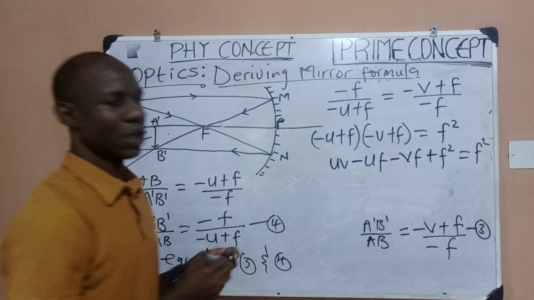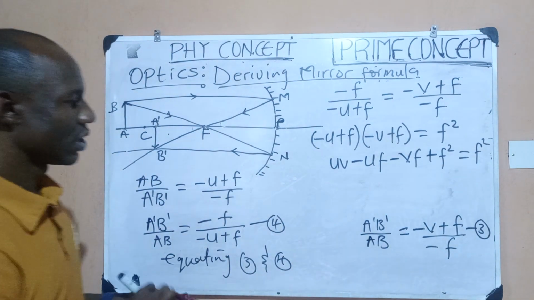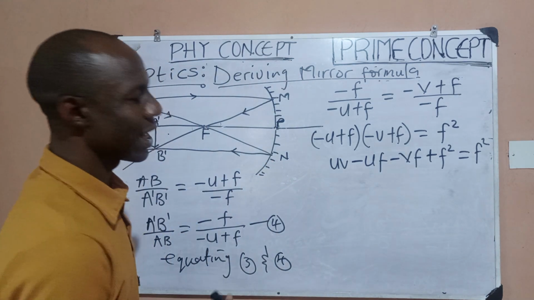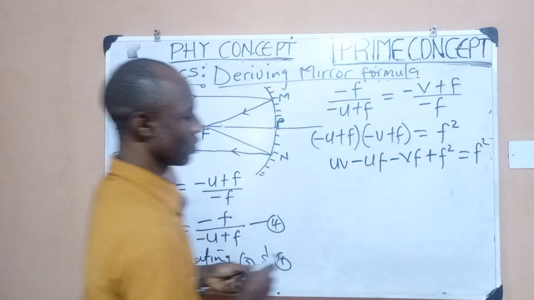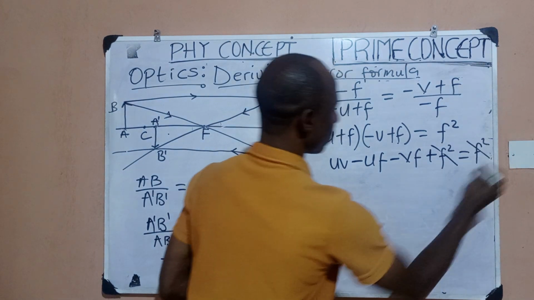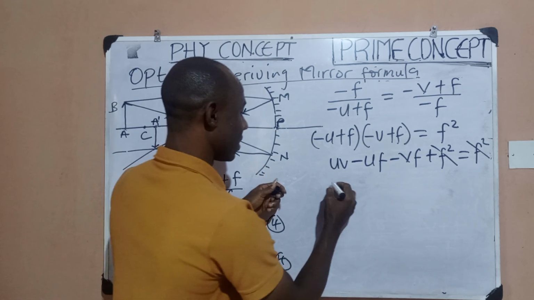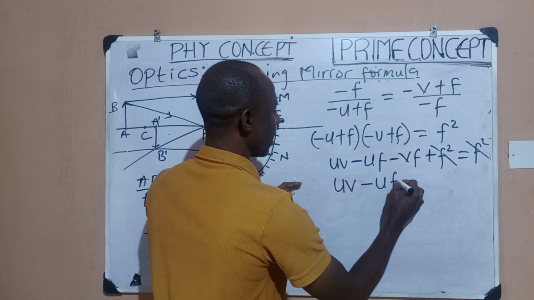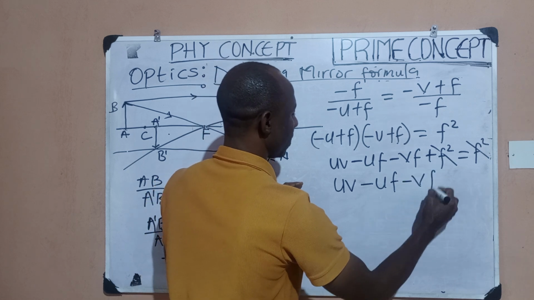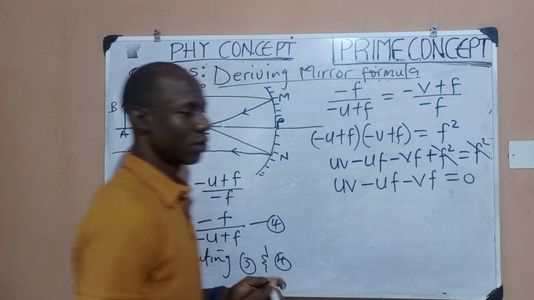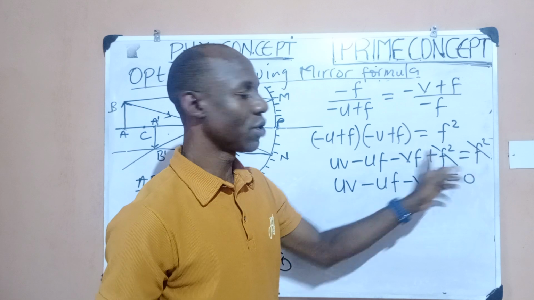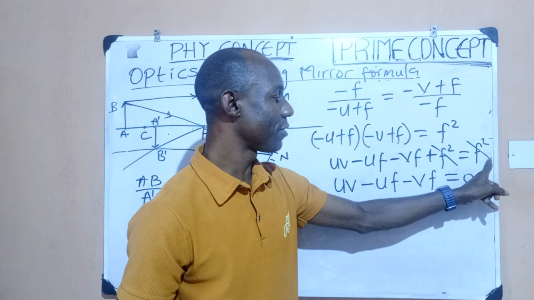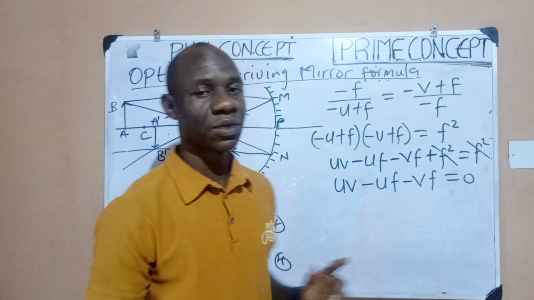F squared. So what are you observing? Very intelligent. You'll observe that F squared would fizzle out. So this would fizzle this. Then I'll be left with UV minus UF minus VF equal to what? 0. Now when I say this would fizzle this, I'm not saying they will cancel. I'm simply saying when this crosses, it becomes F squared minus F squared, which is now 0.